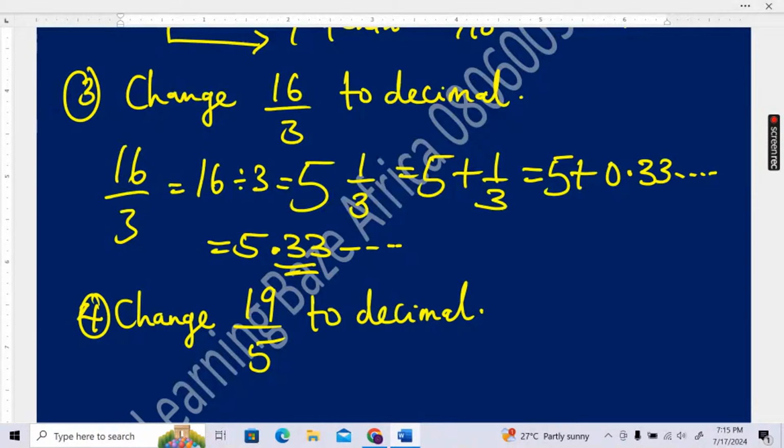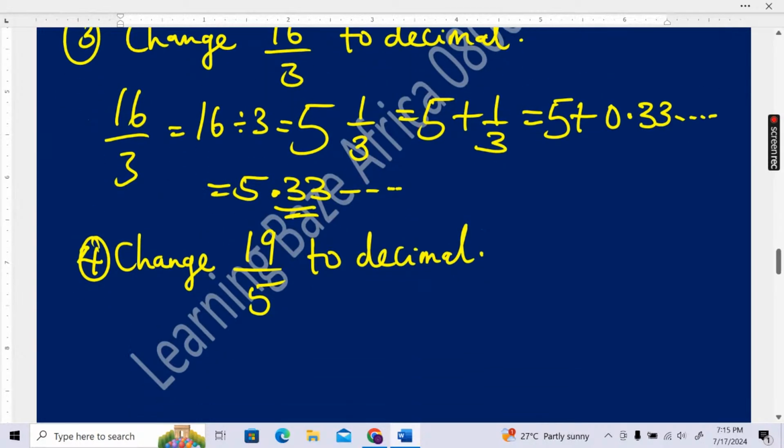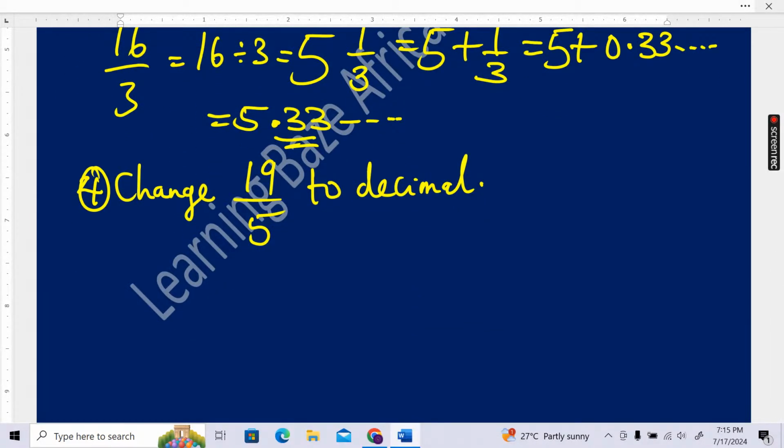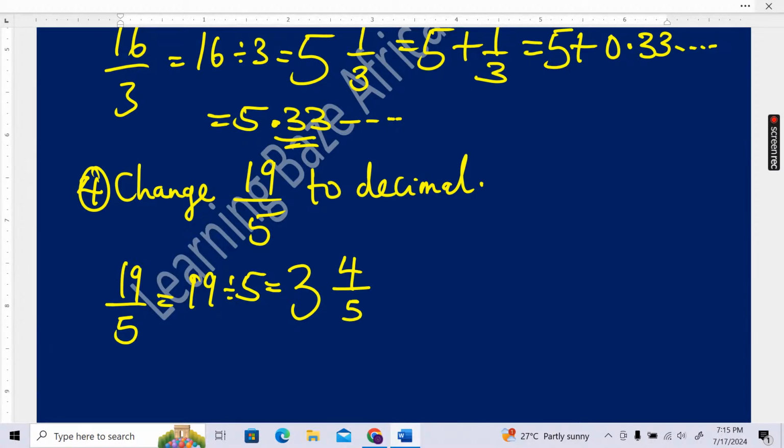Okay, so I have 3.8 given as the answer. So let's do it together. Don't forget to give yourself 3 stars for number 3 if you got number 3 right. Now, 19/5 to decimal means we'll be dividing 19 by 5. 19 divided by 5 is 3 whole number, because 5 will go into 19 3 times, that's 15. Then we'll be left with 4 over the denominator, which is 5.